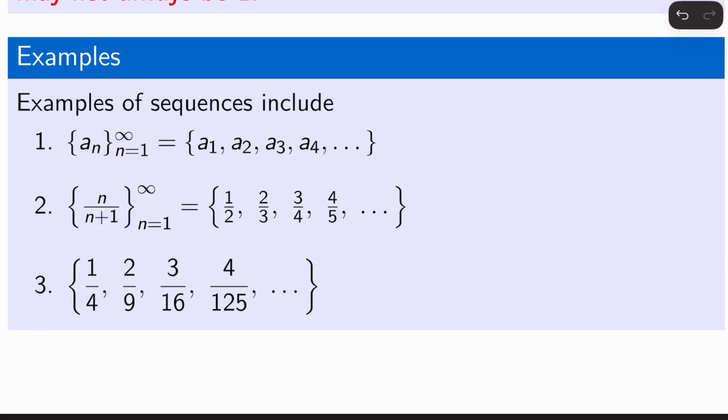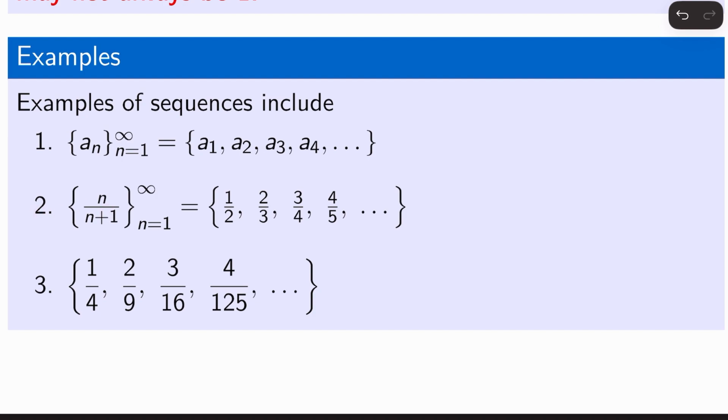With example 1, we have the sequence defined to be a_n with n starting at 1 and ending at infinity. So the terms are a_1, a_2, and so on. So when n is equal to 1, we are going to have a_1. When n is equal to 2, you're going to have a_2, and so on.